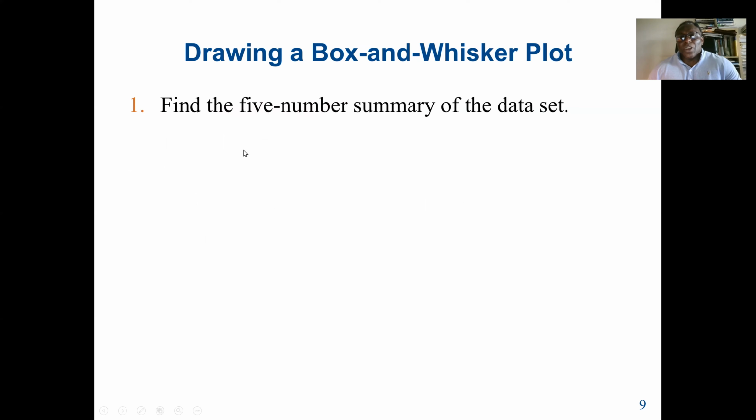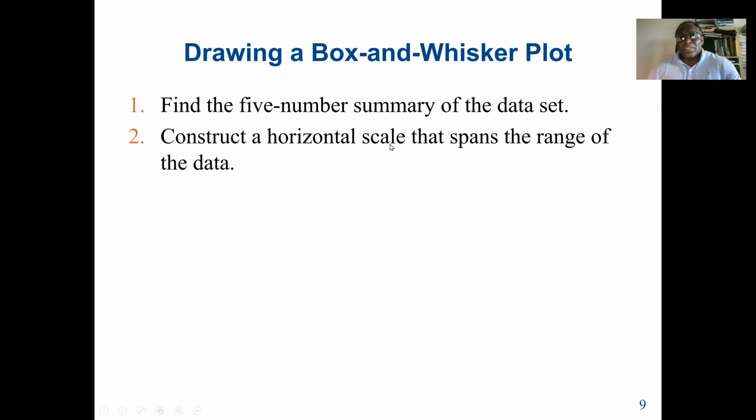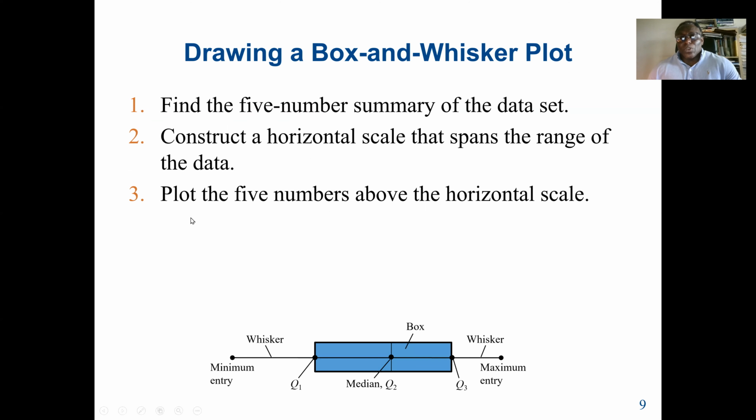So here they say we should find a 5-number summary of the data set. Then we construct a horizontal scale that spans the range of the data, and plot the 5 numbers above the horizontal scale. So this is the example here. First, I look at the data set, let's say from 10 to 100. So I can have a horizontal line and scale it from 10 to 100, or from 5 to 105 to leave a little bit of space. It's up to us. So the minimum value is at the beginning. The maximum value will be at the end. Then we have our Q1, Q2, Q3.